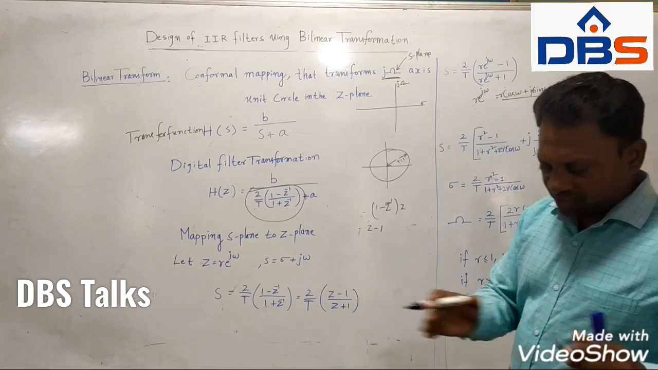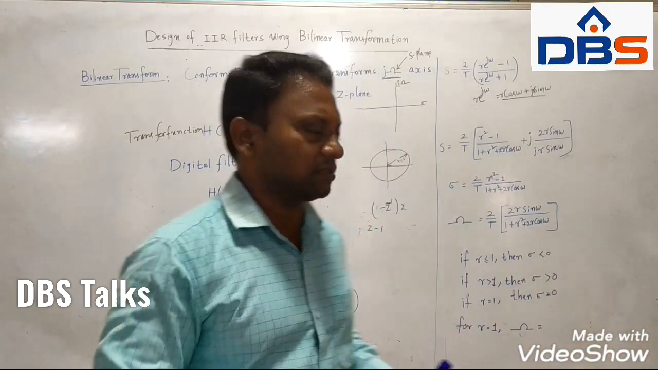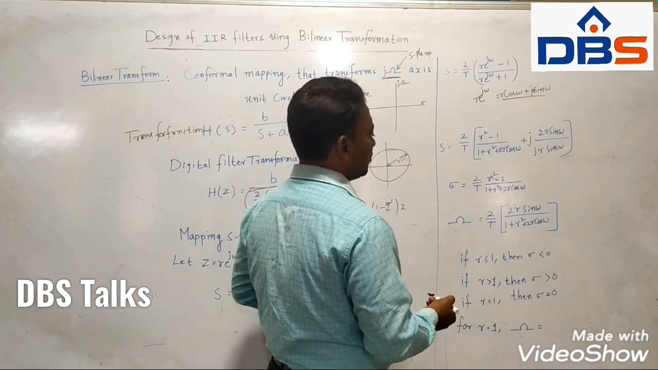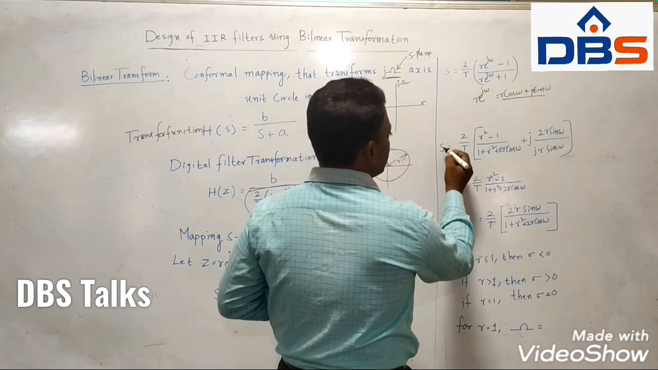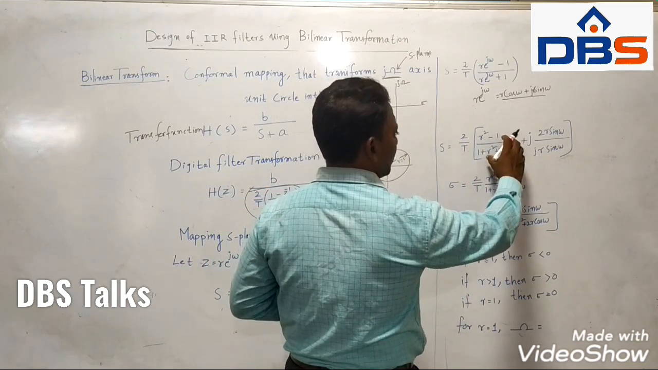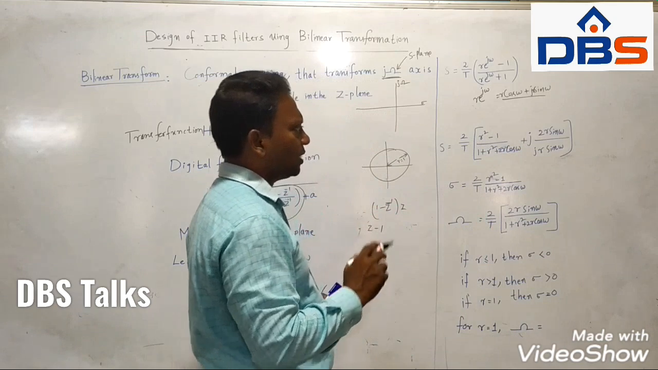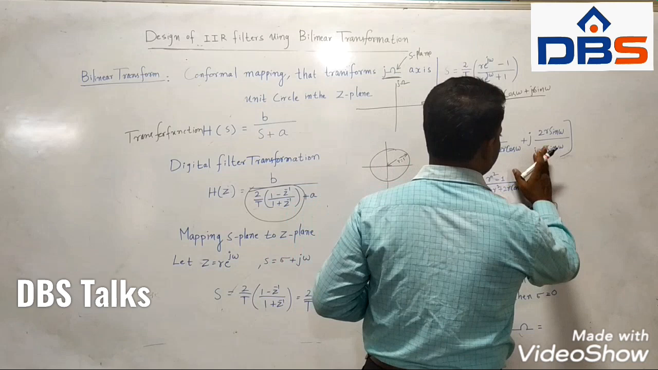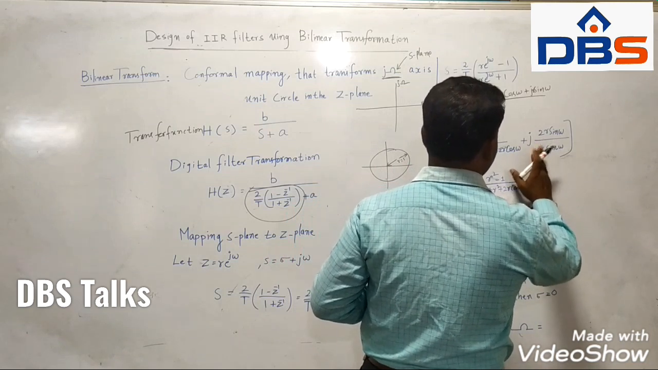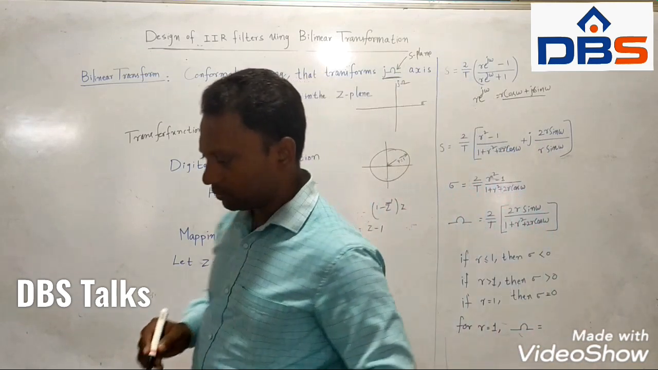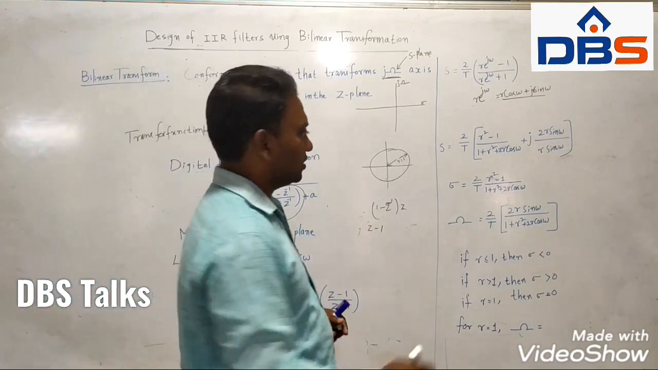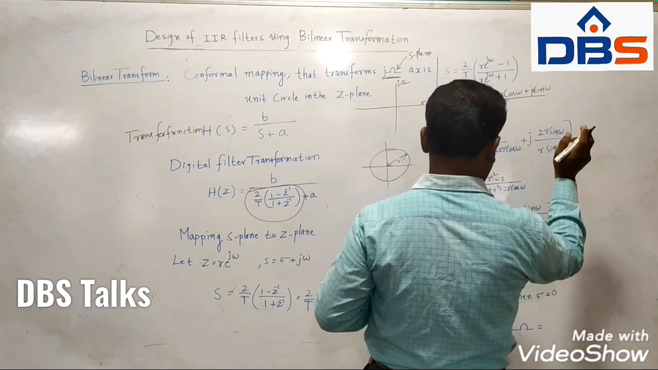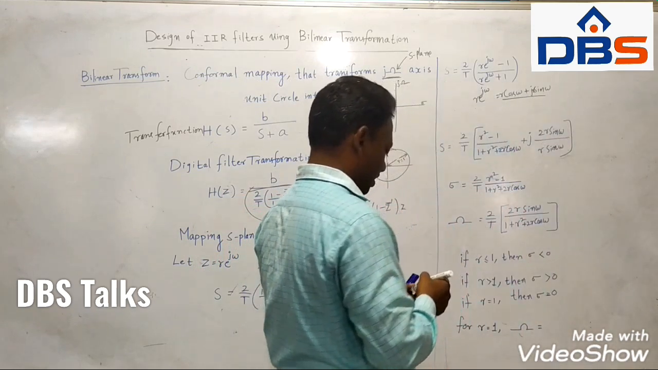The idea is separating the real and imaginary parts, because we need the real and imaginary parts. That is why we are writing this. So s is equal to 2 by T, (r square minus 1) divided by (1 plus r square 2r cos omega) plus j 2r sin omega divided by (1 plus r square 2r cos omega). Sorry, j is also there. So r sin omega.